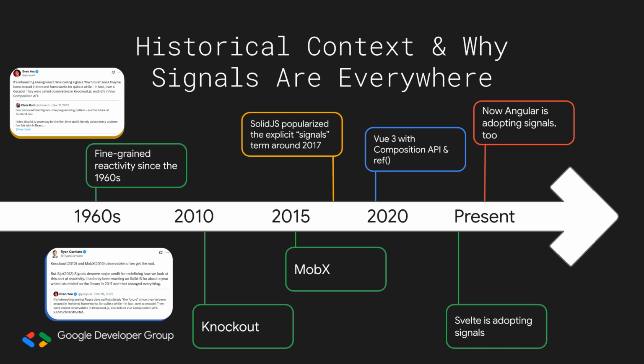The term signals really started to take off around 2017 with SolidJS, which made signals the center of its architecture. Then in 2020, Vue 3 came out with the composition API, and its ref function is also very signals-like. Now we're seeing even the really big frameworks like Angular and Svelte adopting signals. So it's not a brand new idea, but it's really starting to become very popular. It's interesting how these patterns emerge, and some things take off and some don't, and they get adopted as they prove themselves.